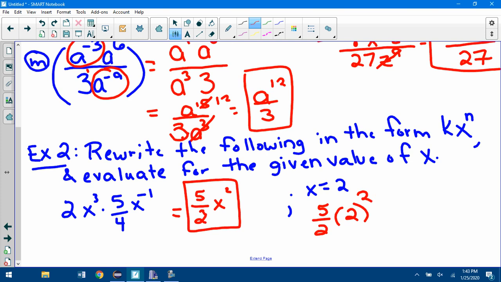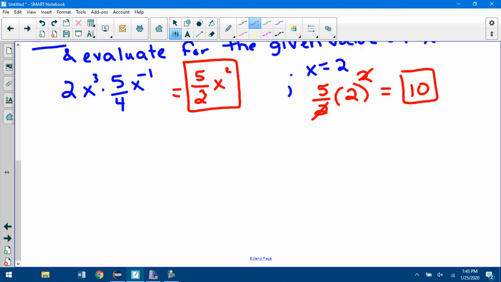Can you do it in your head? It's going to be 10, because that 2 cancels with one of these and you get 10. If that doesn't make sense, just plug it into your calculator. Okay, last example for today.